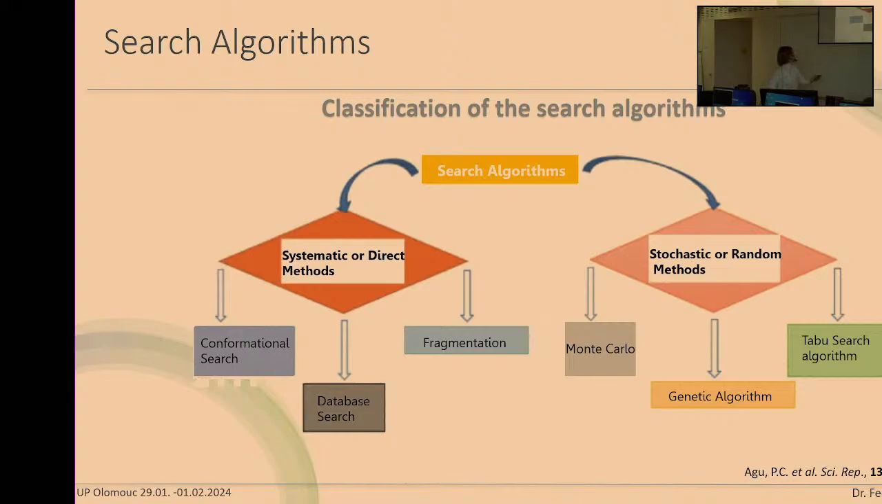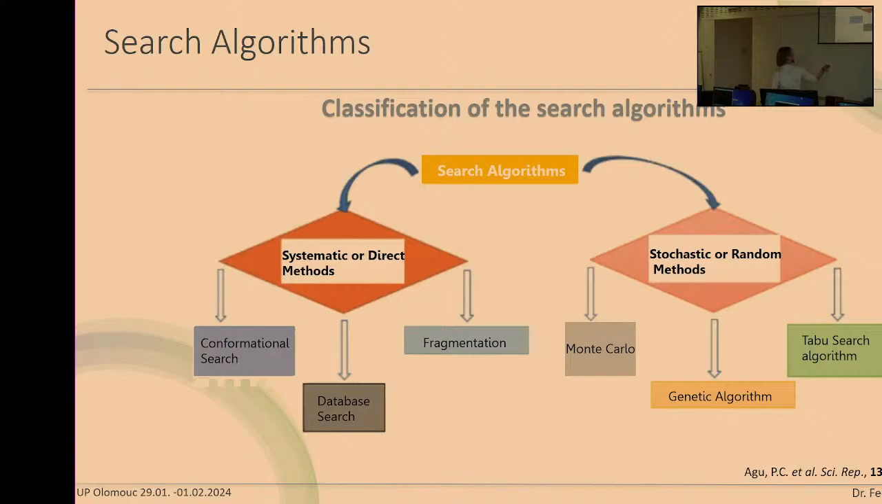Then in the database search, this is useful when we deal with rigid docking, because we collect the ligand conformations separately in the bound state, gather all these conformations in a sort of database, and then dock them as rigid docking. So we dock each conformation in the database. Then we have the classic conformational search, in which torsional, rotational, and angle variables are treated in a systematic way, introducing conformational changes by varying some torsional degrees of freedom.